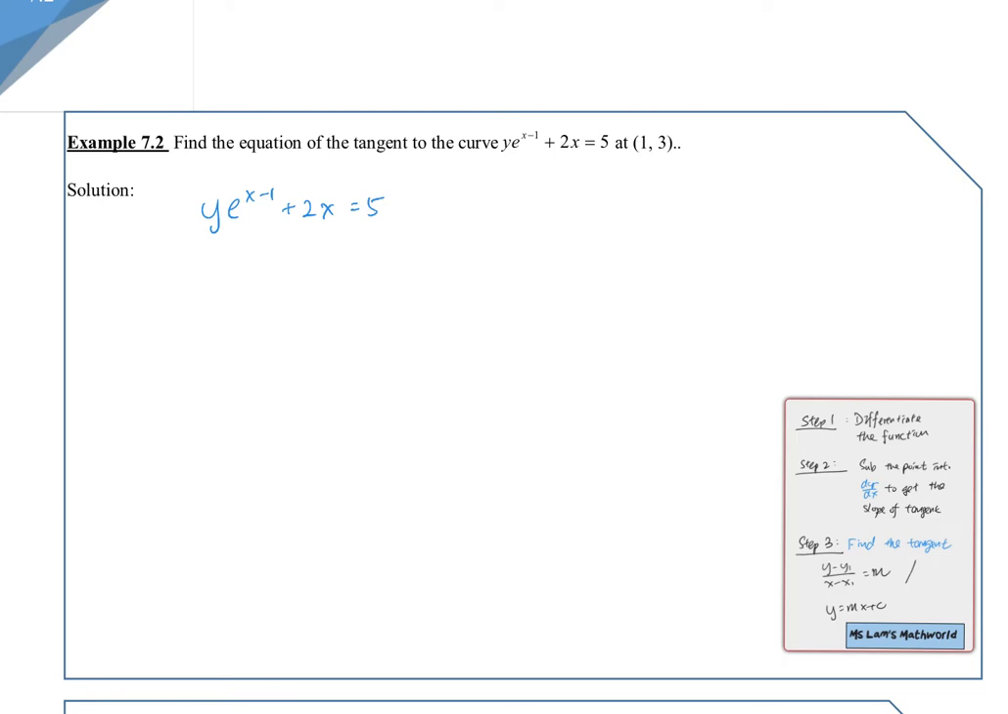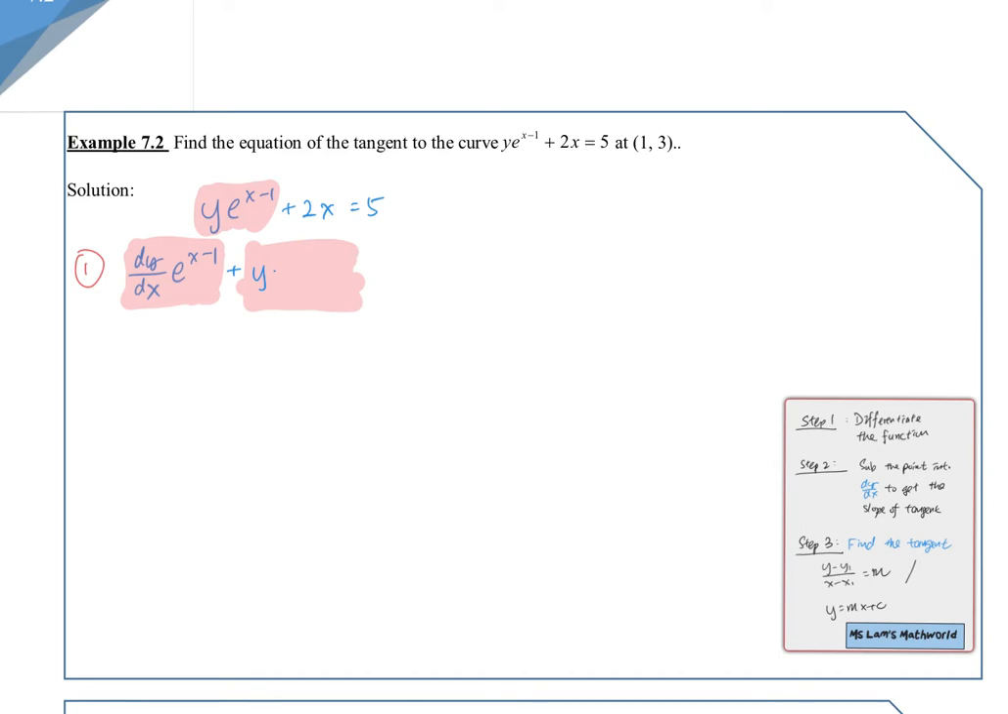So step 1, we differentiate with respect to, of course, x. So whenever you differentiate y, remember to give the dy/dx, alright? So product rule. y times e to the power x minus 1. The first one, we differentiate y with respect to x. And then the second one, we differentiate e to the power x minus 1. That means we keep the y, differentiate e to the power x minus 1.